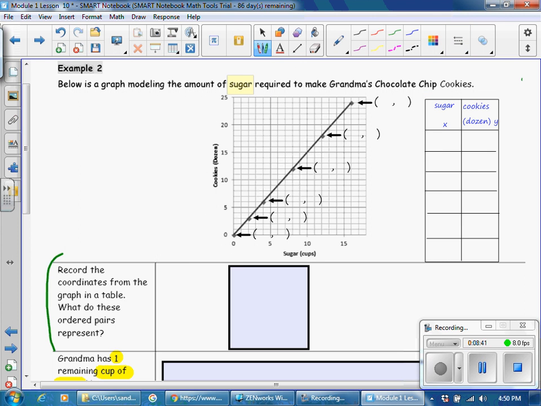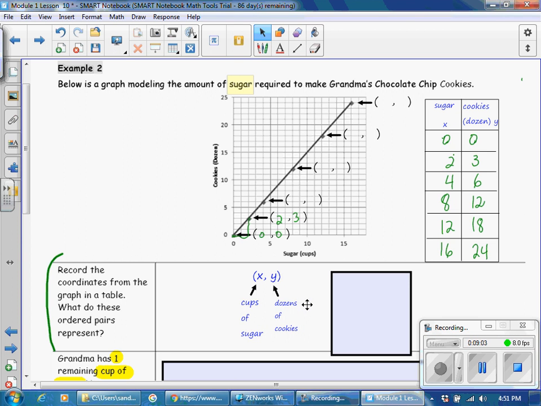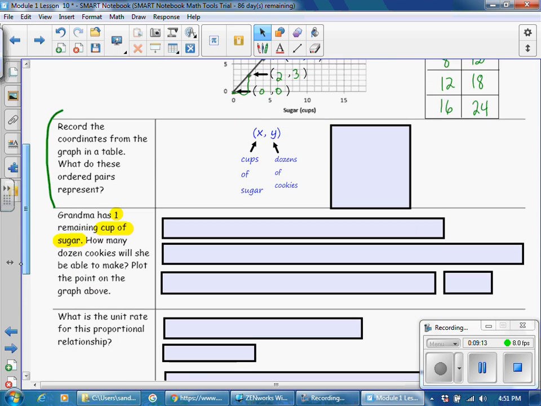The first point down here at the bottom is 0, 0. And the second point is 2, 3. And I'd like you to pause the video and fill in the rest of the data points. So what do the ordered pairs represent? The x represents the cups of sugar and the y represents the dozens of cookies.